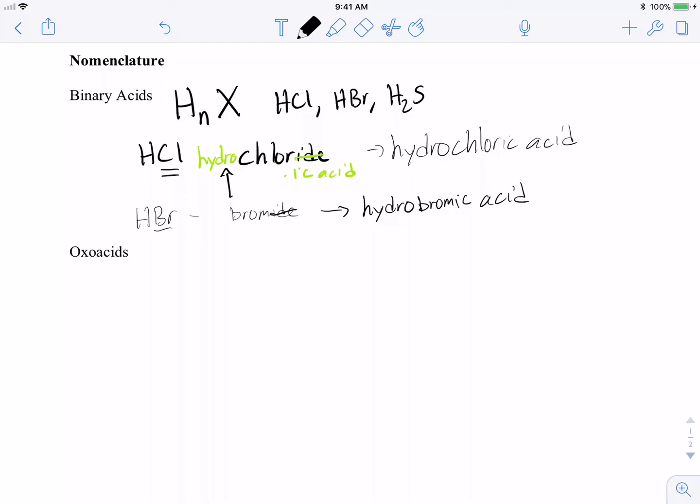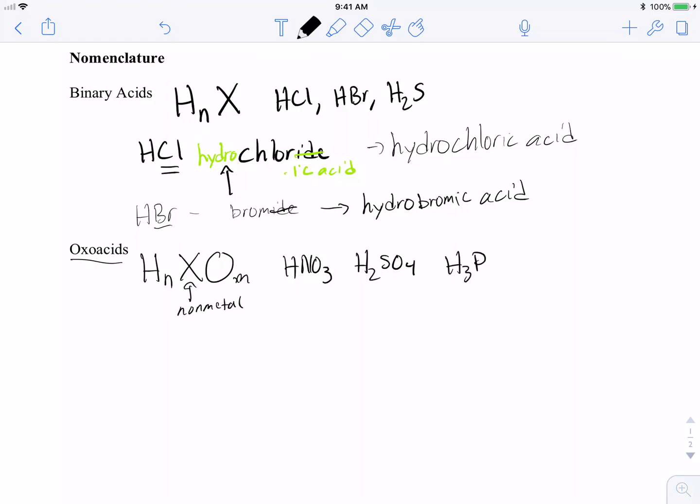Okay, so when we're dealing with our oxoacids, this is again going to be some number of hydrogens, some element, let's call this M, and some number of oxygens. So this is going to be some nonmetal. Some examples of this would be HNO3, H2SO4, H3PO4. Okay, so these have hydrogen, some nonmetal, and then some number of oxygens. So that's why we call them oxoacids. They include oxygens here.